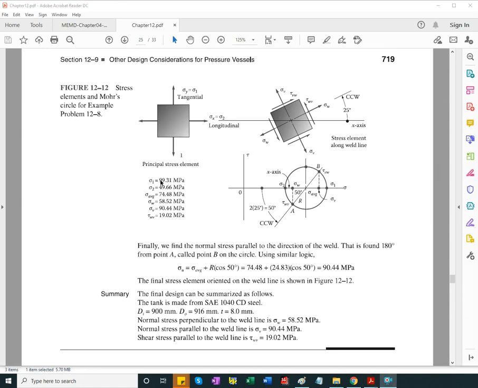So with all the information given, you calculate longitudinal stress and tangential hoop stress, which would be twice as big. This is the principal element already. There's no shear. Knowing that there's no shear on the sides of the element means it's a principal element.